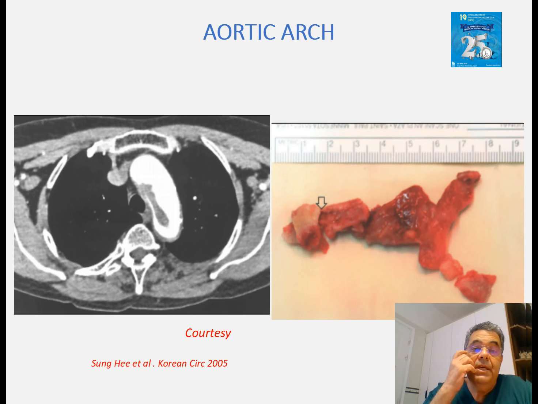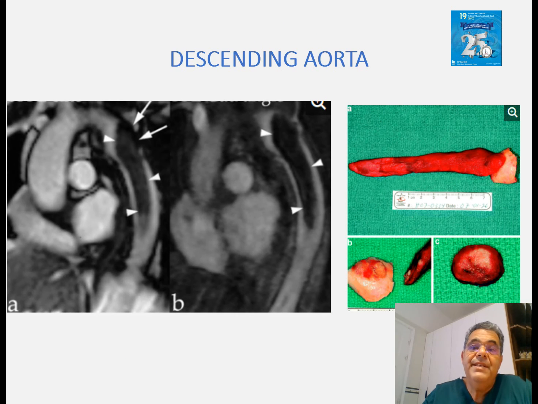The aortic arch, even there, it's quite difficult to go by open surgery. Here you can see what they did to the aorta. The descending aorta is a little bit less difficult, but it depends on how big the thrombus is. And here they have a very big thrombus, and you see what we had on the postoperative.